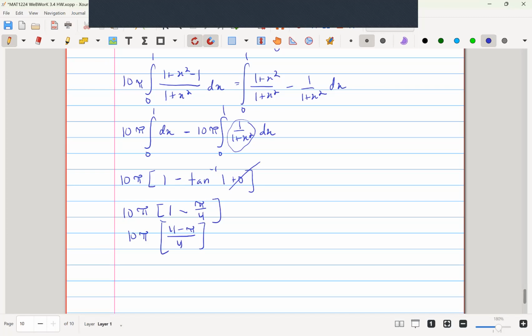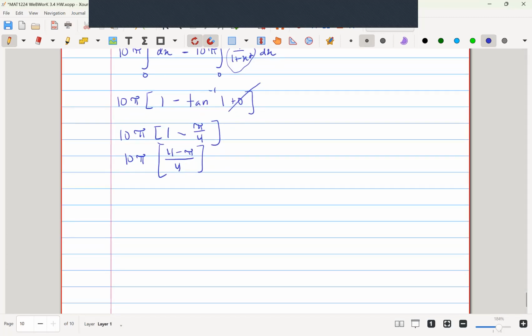This is times 10 pi. And then we take that out. Simplifies to 5 over 2 times 4 minus pi, which is just equal to 5 over 2 times 4 pi minus pi squared. And that is our volume. And the answer to question 10.